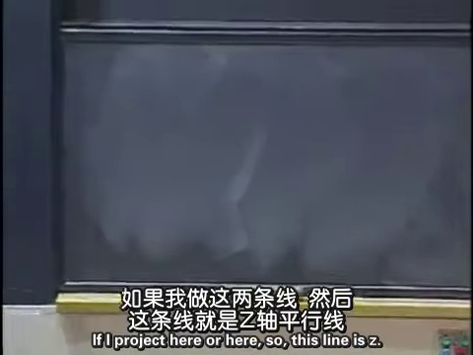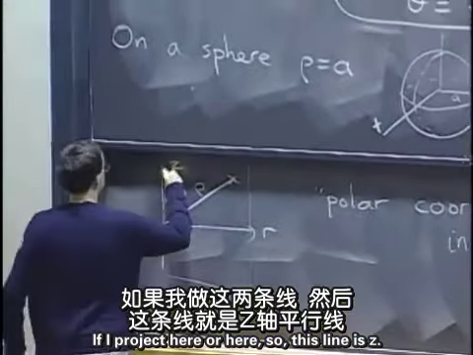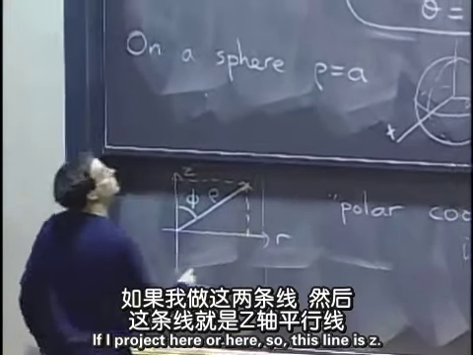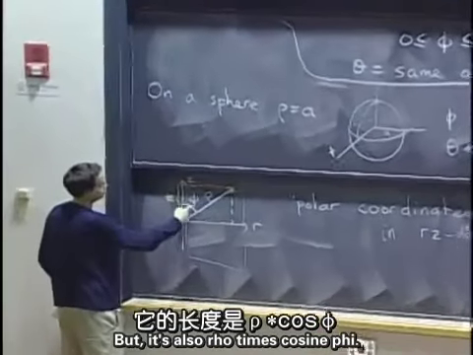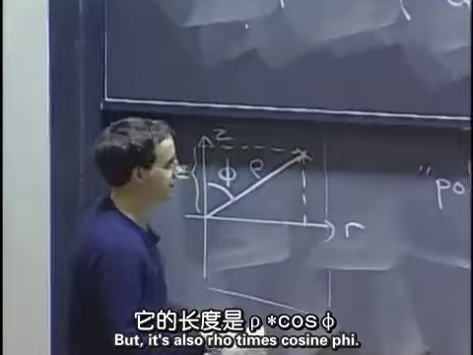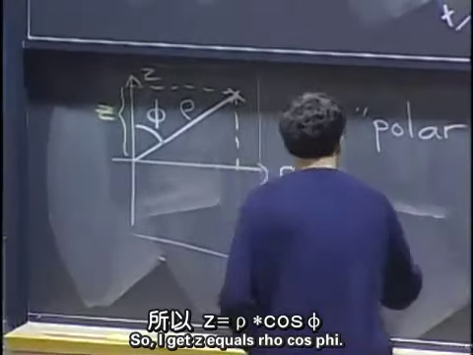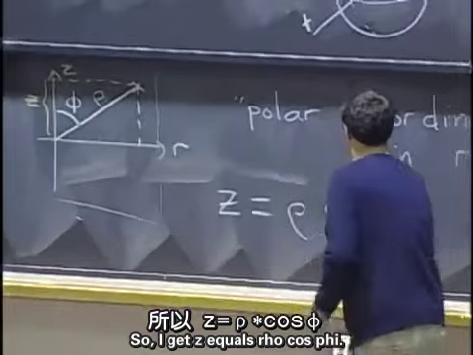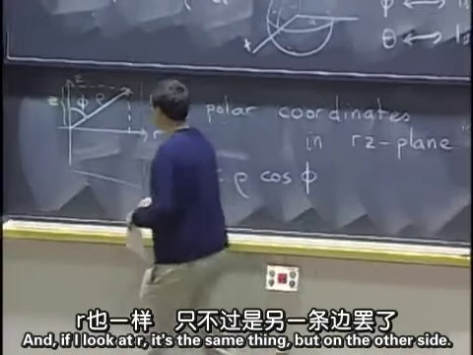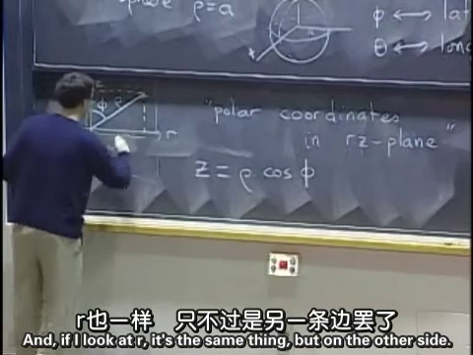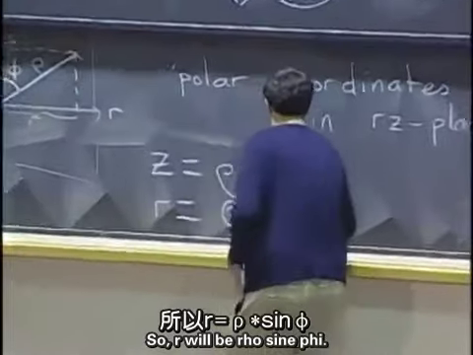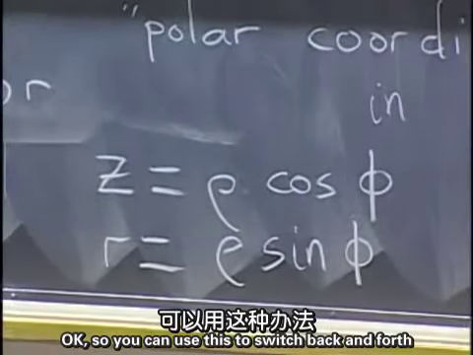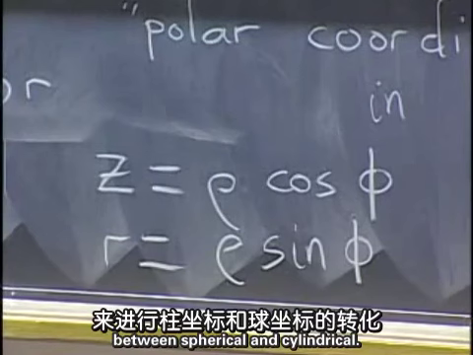If I project here or here, so this length is z, but it's also rho times cosine phi. Okay, so I get z equals rho cos phi. And if I look at r, it's the same thing, but on the other side. So r will be rho sine phi. Okay, so you can use this to switch back and forth between spherical and cylindrical.